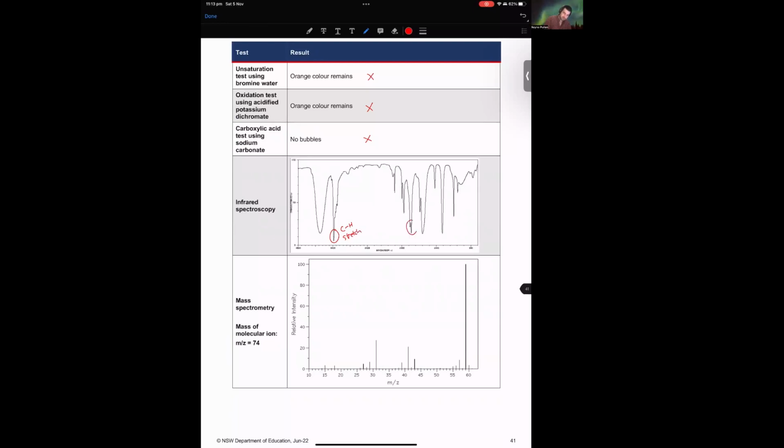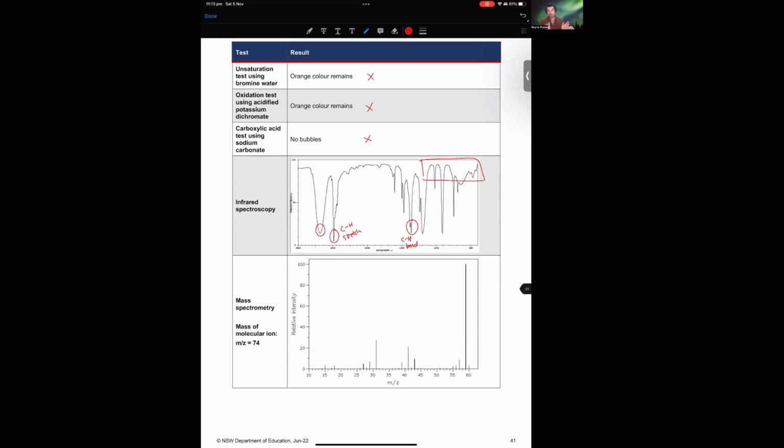We've got another peak here at about 1450, which is our C to H bend. We can disregard the fingerprint region. It's too messy for us to really deal with. But then we have this broad peak up at about 3500. And that should immediately trigger your brain to think about, do I have an alcohol present?